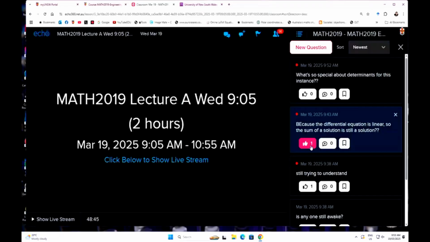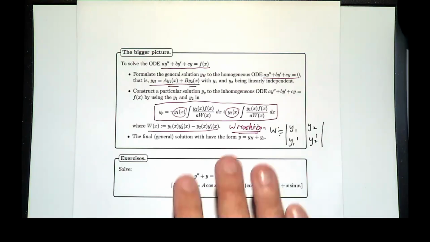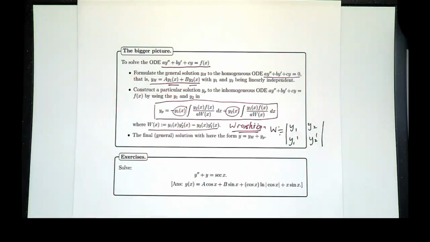Okay, another question. Because the DE is linear, so the sum of the solution is still a solution. Yes, that's correct. Exactly. Okay, so you don't need to remember this, but you do need to know how to apply it, and it involves some integration. Okay, so let's take a break.